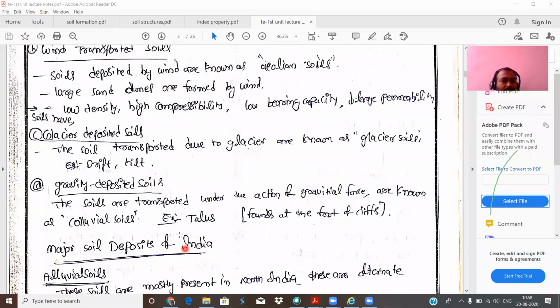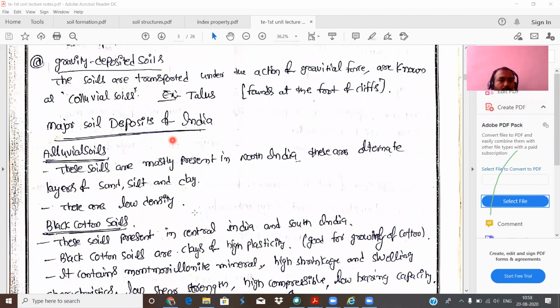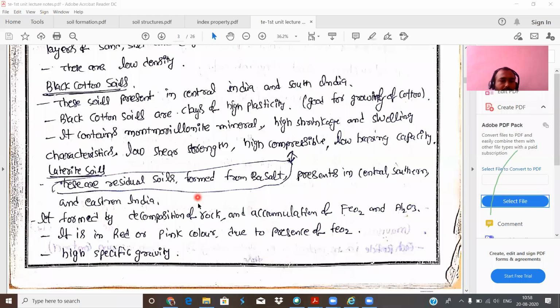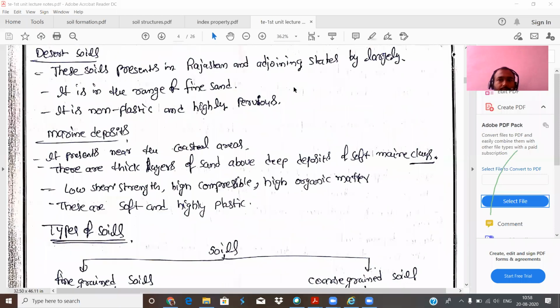Okay, major soil deposits in India is not very important. You all also know that. So it is not a very important topic.